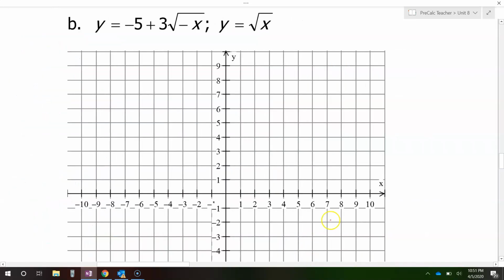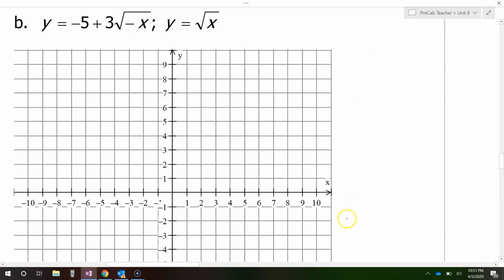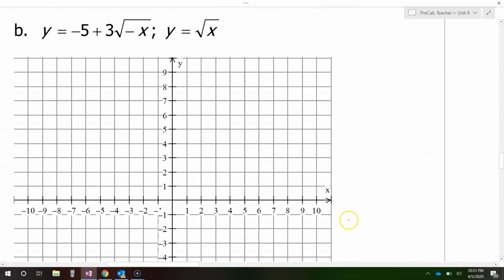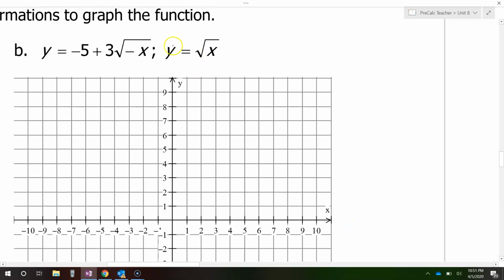Now, let's slide over and do the same thing with a square root function. All right, so let's start with a description of what's happening to the parent function. Once we do, what are the transformations?